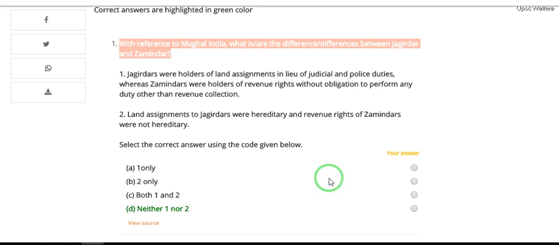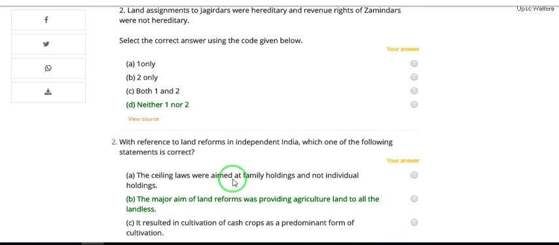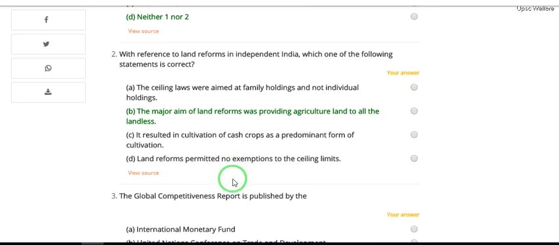So see, both are going to be wrong here. Why is it so? Because Jagirdars are holders of land assignment in lieu of judicial and police duty, so that is totally wrong. And the Zamindari statement is also wrong. Why? In the second option, land assignment to Jagirdars was hereditary and the revenue right of the Zamindar was not hereditary. So this is also going to be wrong. So here both are wrong, so we will choose D as the correct answer.